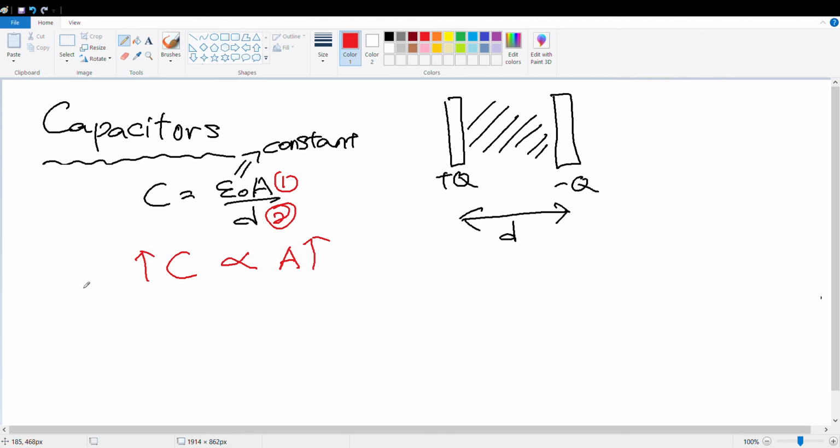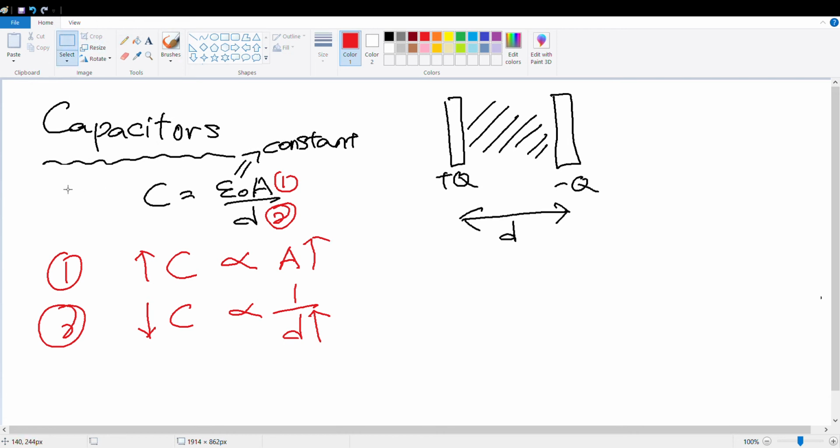As for the second factor, we can see from the formula that C is inversely proportional to the plate separation. So if the plate separation gets larger or longer, whatever, the longer the plate separation, the lower the capacitance of the capacitor. Okay, so these are the two main factors that will affect the capacitance of the capacitor.